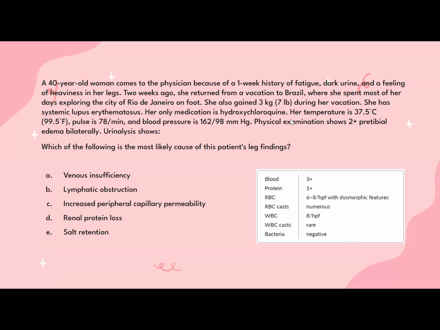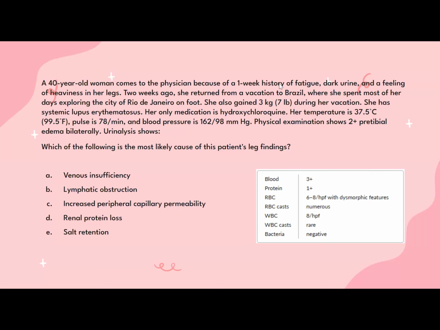Her only medication is hydroxychloroquine. Her temperature is normal, her pulse is okay, her blood pressure is very high. 2 plus pretibial edema. If we look at the urinalysis, it has 3 plus blood, 1 plus protein. Yeah, this is pretty much giving us a picture of nephritic syndrome. Which of the following is the most likely cause of the patient's leg findings?